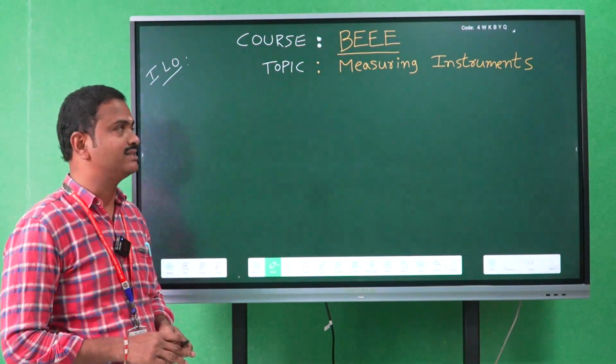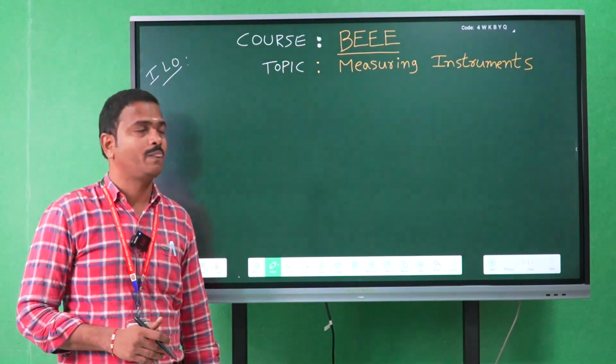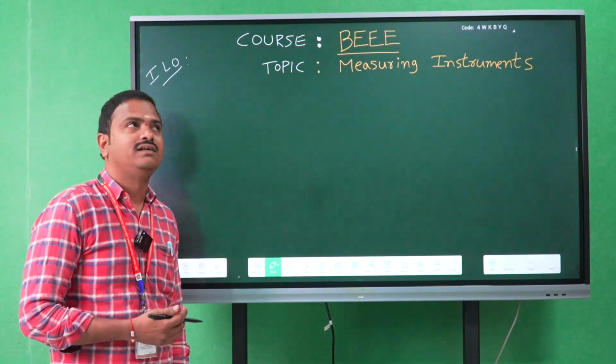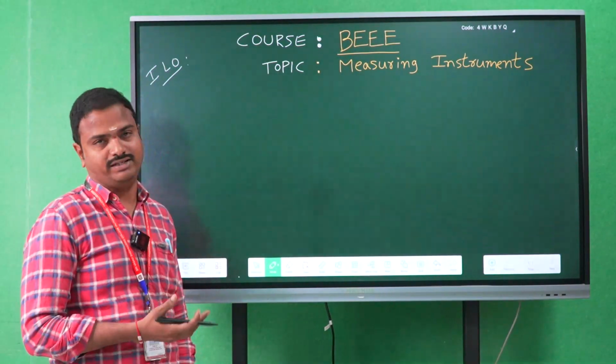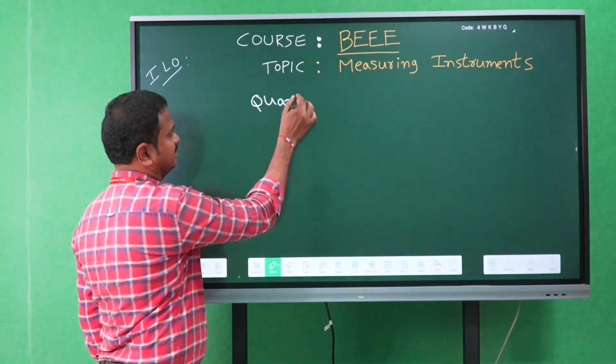Today, I am going to discuss measuring instruments, a topic in the BEEE course. What is a measuring instrument? The instrument which measures the magnitude of quantities is known as a measuring instrument. Quantities means nothing but electrical quantities.